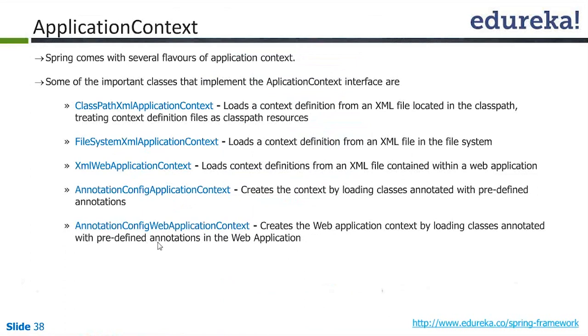And annotation config web application context is the same as that but with respect to a web application. That's it. It is with respect to your standalone application and this is with respect to your web application. And these two pertain to annotation driven configuration. Okay, so mostly we will be focusing on file system XML application context, at least for today's demo.